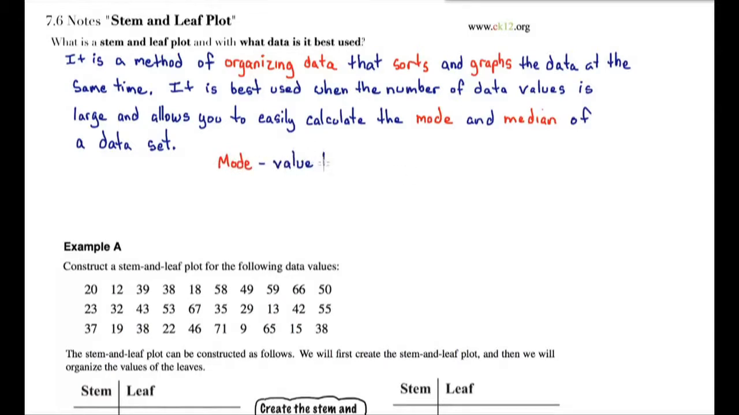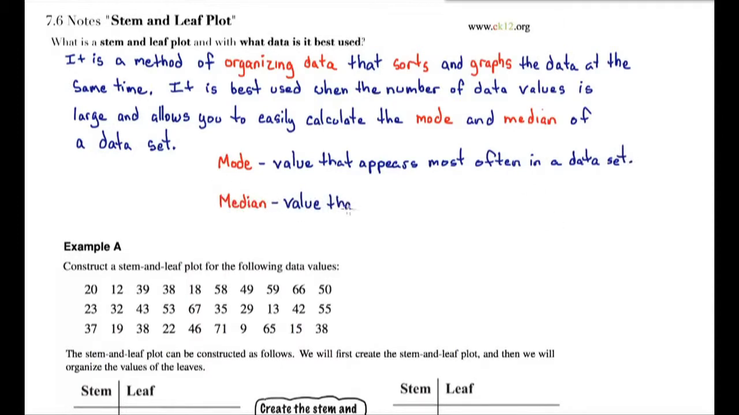So what is mode and median? A mode is a value that appears most often in a data set, and the median is a value that is in the middle of the data set.